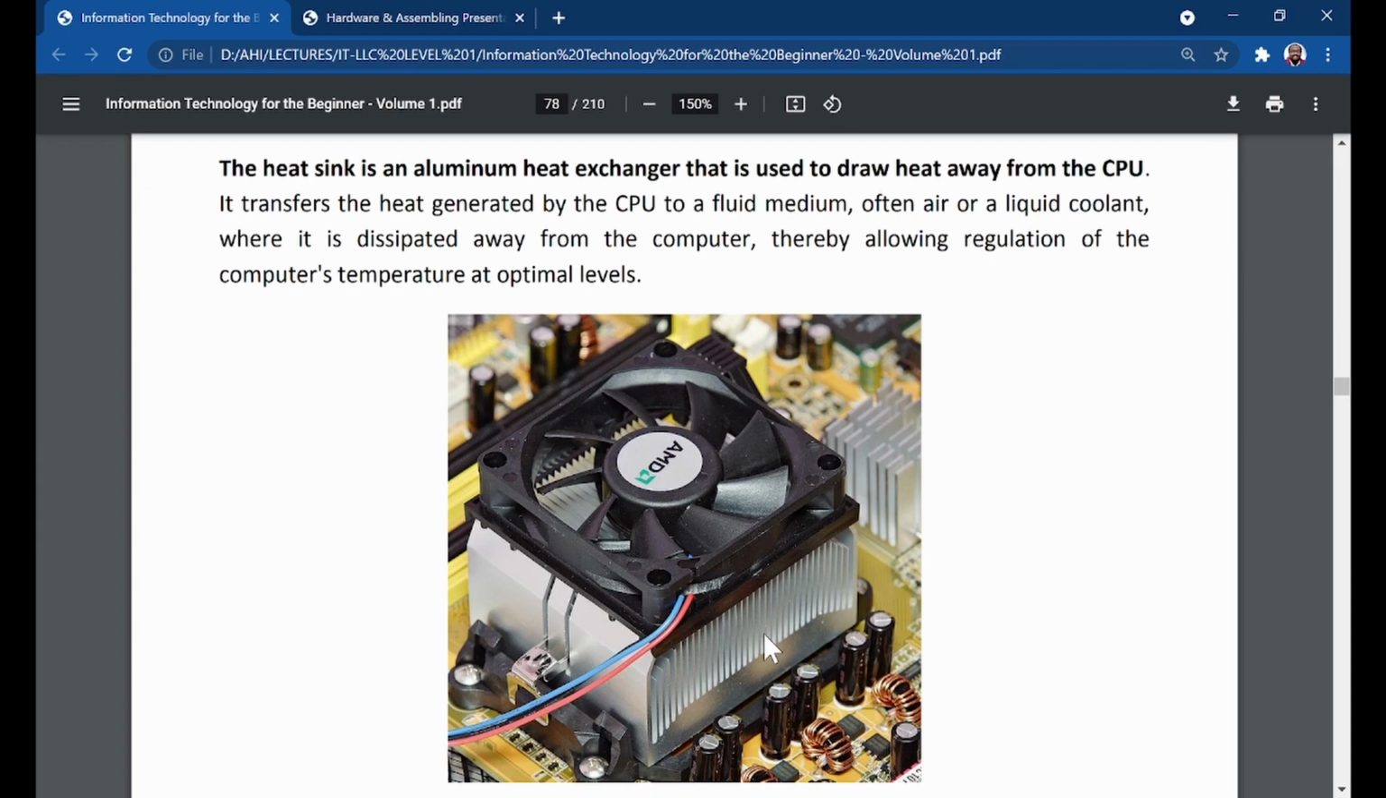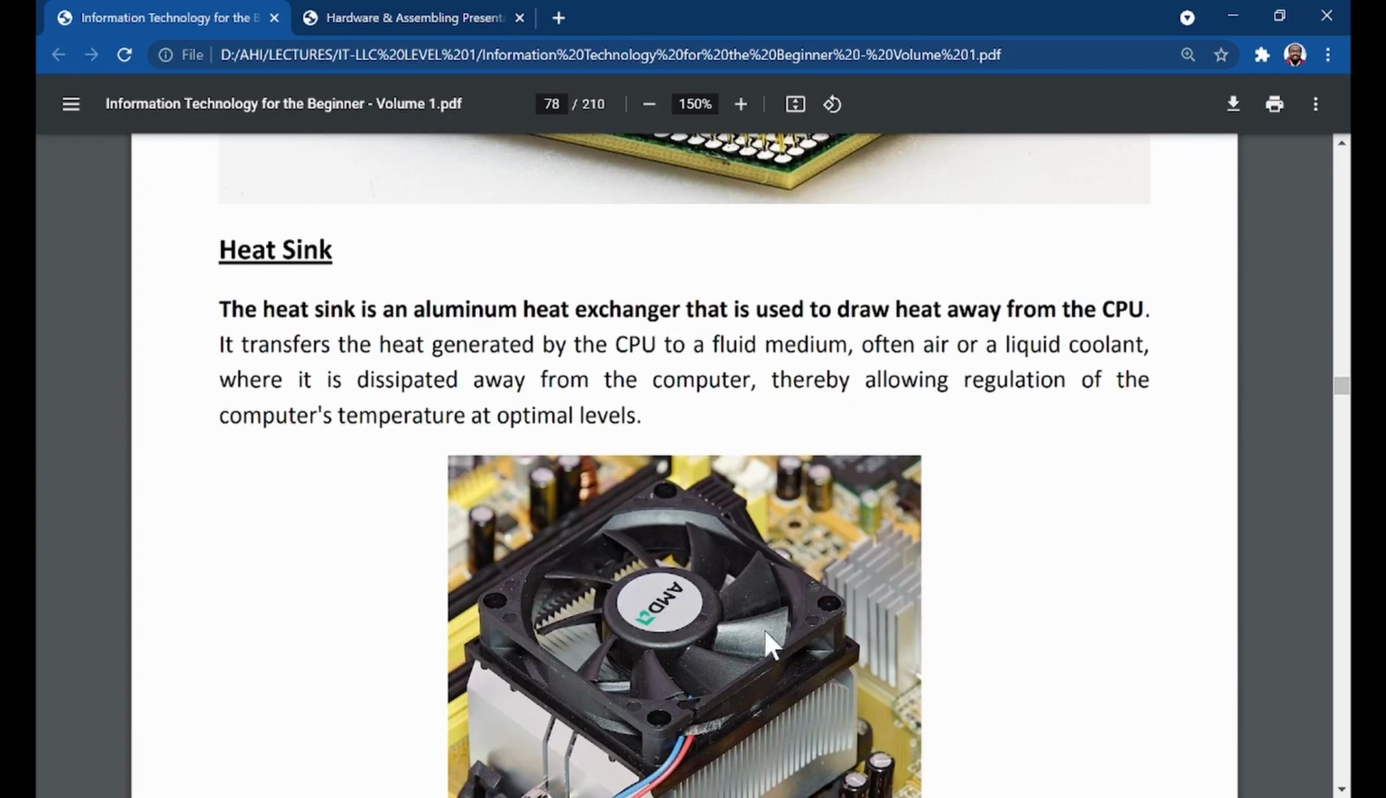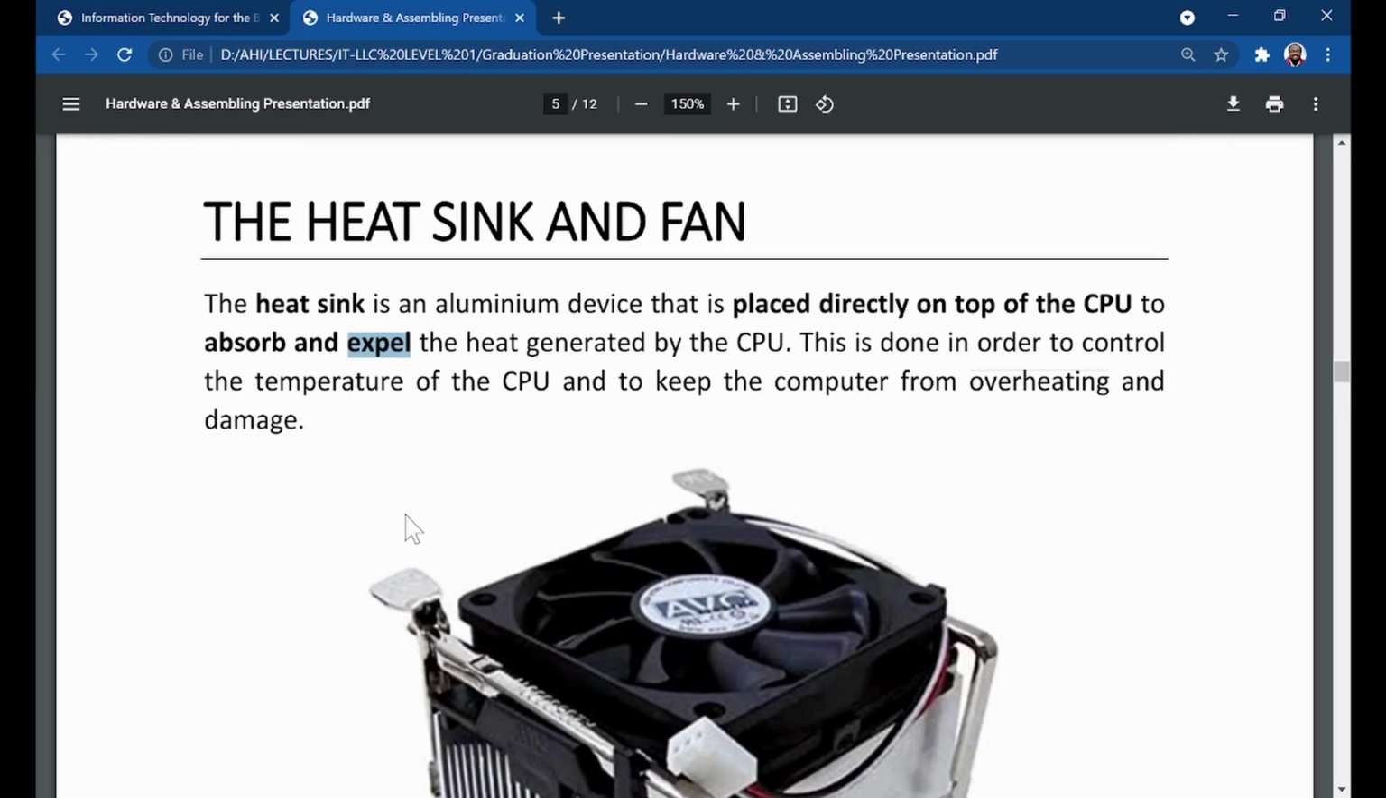When we say absorb, what does it mean? It draws out. That's excellent. So it draws it out or receives it. Both of them make perfect sense. So it absorbs, and what's the meaning of expel? Alright, so that is it. So it forces it out.